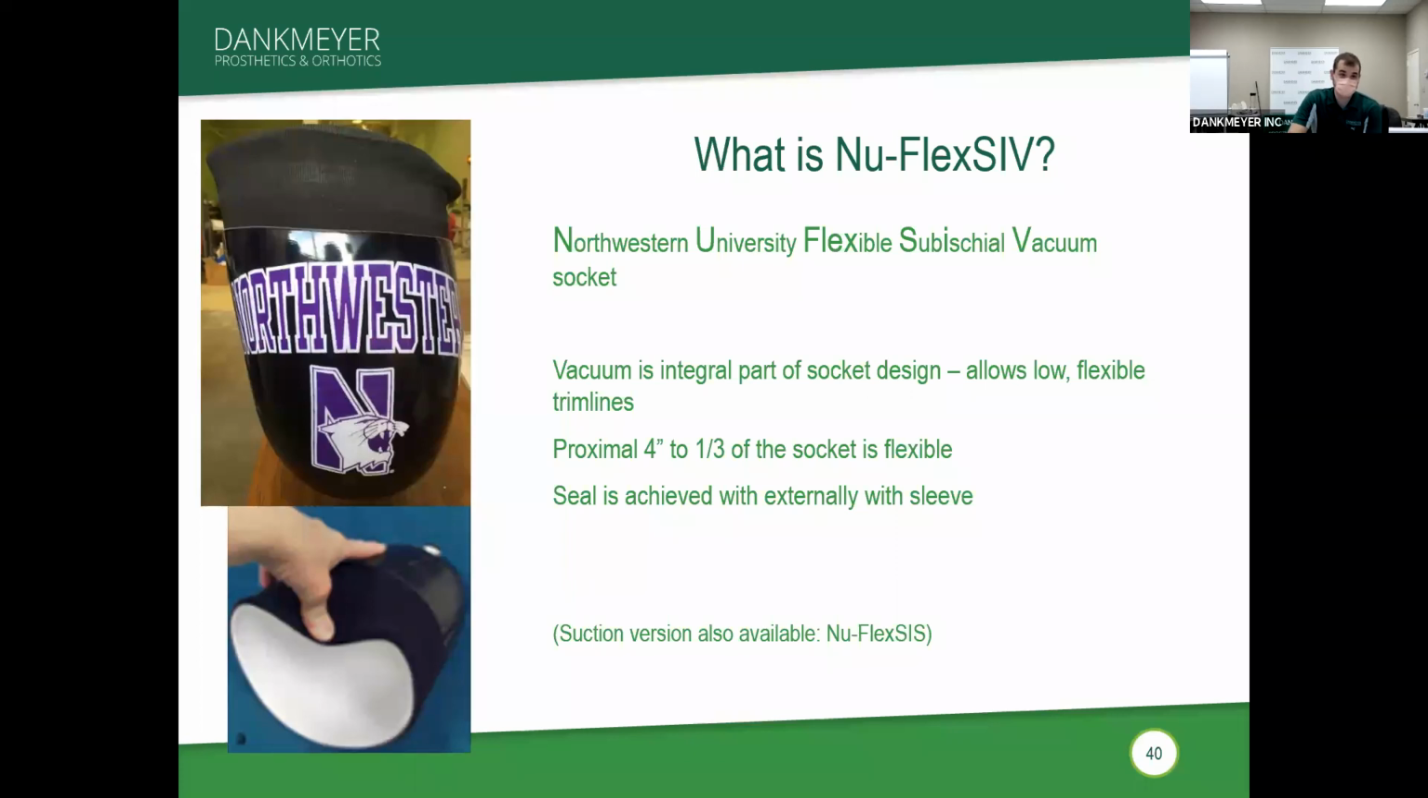Another type of subischial design that we use is the Northwestern University Flexible Subischial Vacuum, or NU-FlexSIV socket. Vacuum is an integral part of this socket design, but essentially it allows for lower proximal trim lines, particularly the hard socket can be lowered. The proximal several inches, maybe the proximal third of the socket, can be flexible. And then a seal is achieved externally with the sleeve.